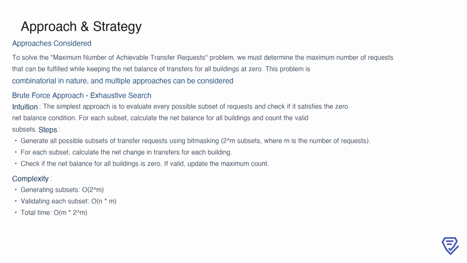The idea is straightforward: we generate all possible subsets of requests and validate each one to check if it satisfies the zero net balance condition. Specifically, for each subset, we calculate the net transfer change for every building. If the net balance for all buildings is zero, we know the subset is valid, and we update the count of valid subsets. However, the computational complexity of this approach is significant.